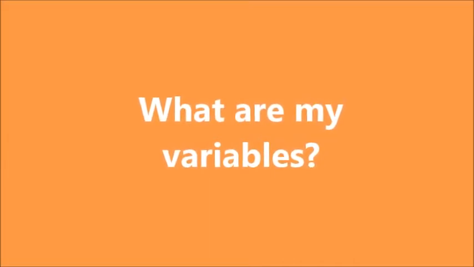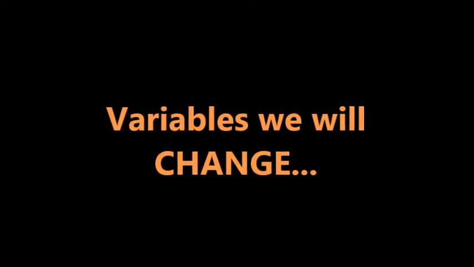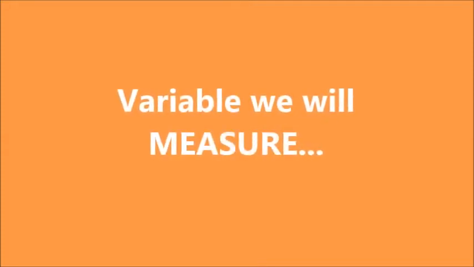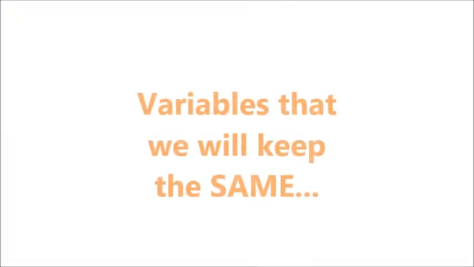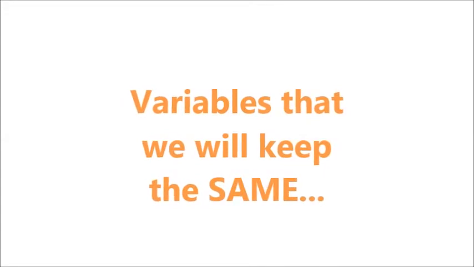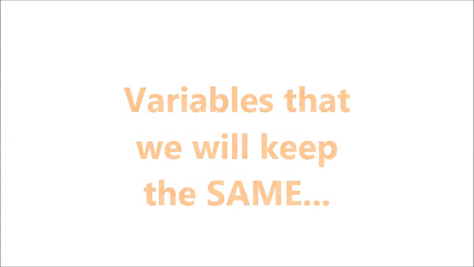The variable that we will change in this experiment is the type of surface on which we bounce the ball. We will bounce the ball on a wood floor, a tile floor, and a carpet floor. The variable that we will measure is the number of times the ball bounces. The variables that we will keep the same are the type of ball we use to bounce, as well as the type of force that we apply to drop the ball.